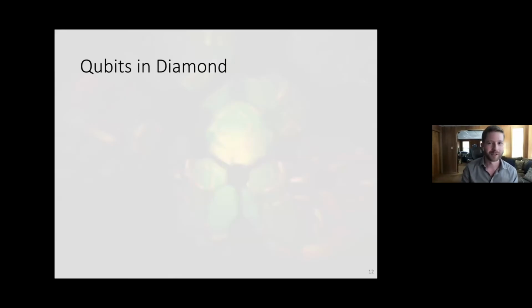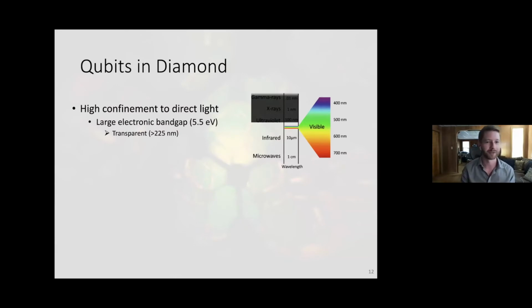So qubits in diamond in particular, some of the ingredients that we need for a chip like this is high confinement, such that we can direct the light and route it to where we need it to go. And diamond has a large band gap, so it's transparent to the entire visible spectrum, which is where most of these photons live. And it has a high index, which is going to facilitate that confinement.